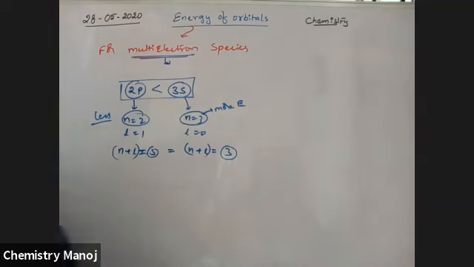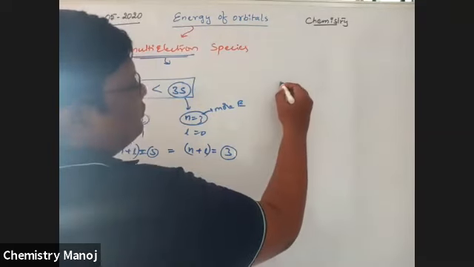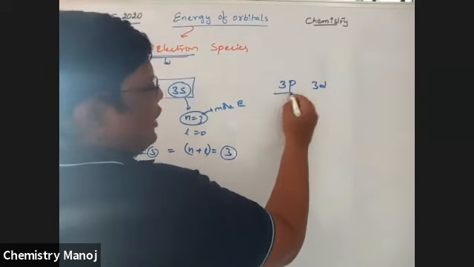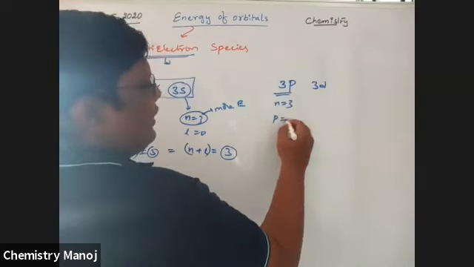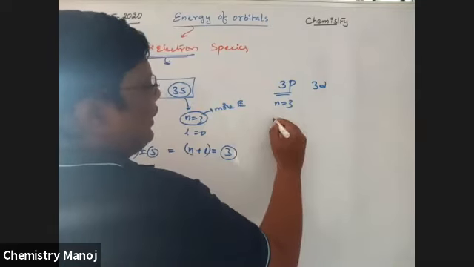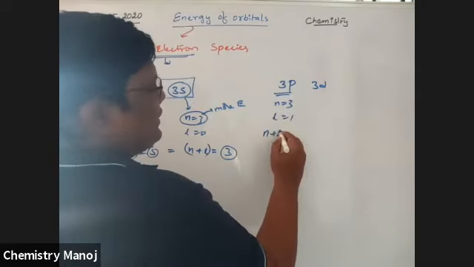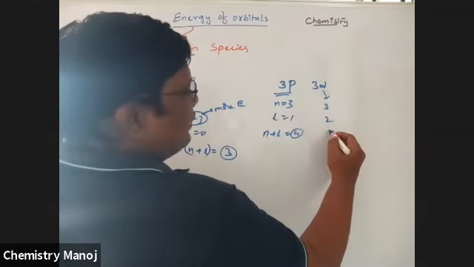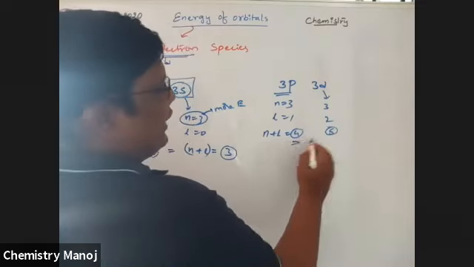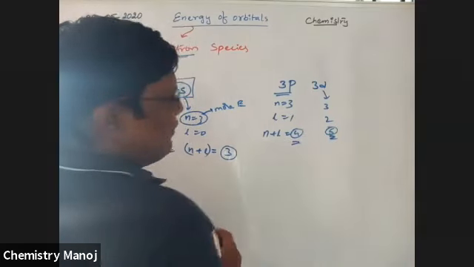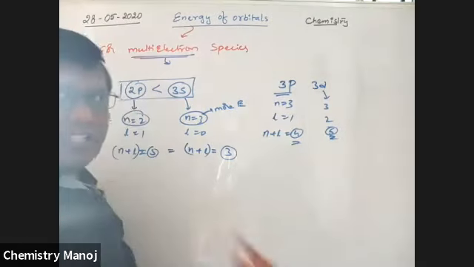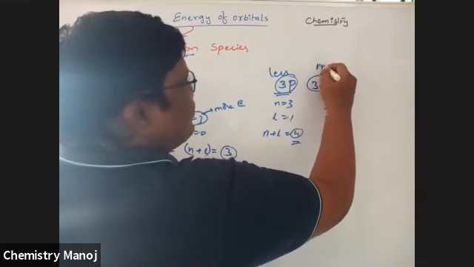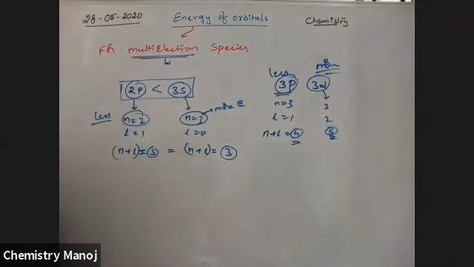Similarly, here 3p and 3d. Identify. So for 3p, n is equal to 3, for p orbital l is equal to 1, so n plus l value is equal to 4. For 3d, it is 3 and 2, that is 5. So here n plus l value is 4, here n plus l value is 5. The n plus l values are not the same. Therefore, 3p has less energy than 3d. So 3d has more energy.